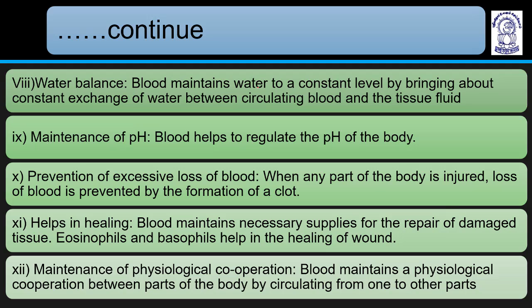Water balance. Blood maintains water at a constant level by bringing about constant exchange of water between circulating blood and the tissue fluid. So tissue fluid and circulating blood help to exchange water content to maintain the overall water in the body. Maintenance of pH. Blood helps to regulate the pH by the buffering action of bicarbonate ions.